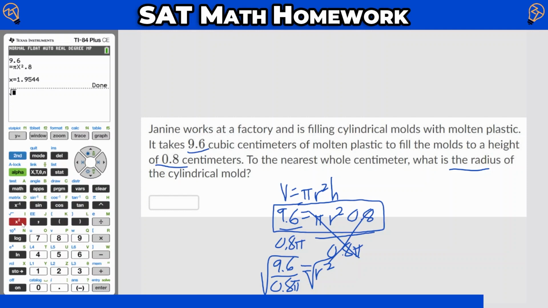So second x squared. I'll type in a fraction at this point, and we have 9.6 over 0.8 pi. If you didn't do the fraction bar, you could get an order of operations error if you don't do parentheses around the 0.8 pi. So be careful there. And we get the same answer. Again, the answer is 2.